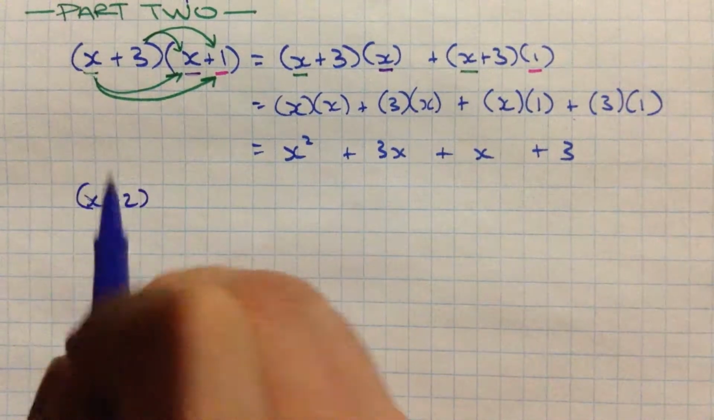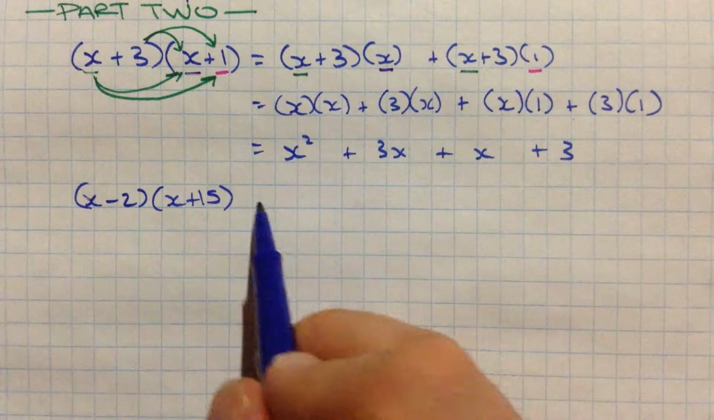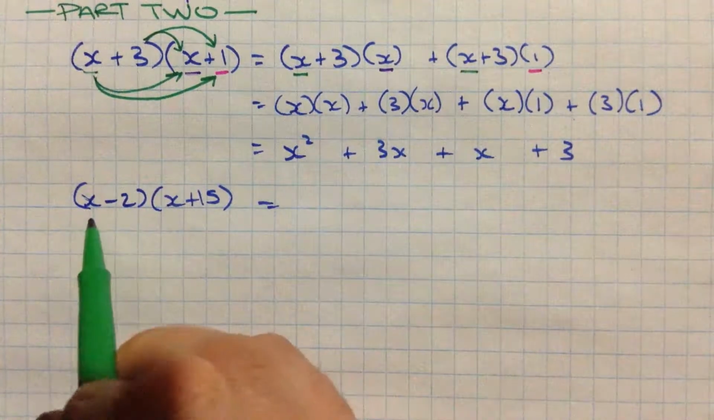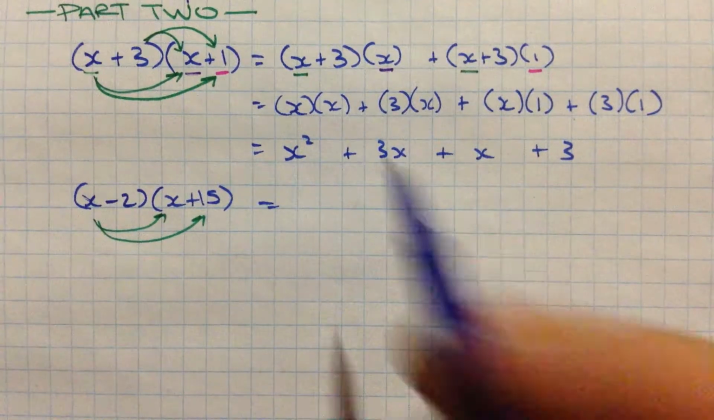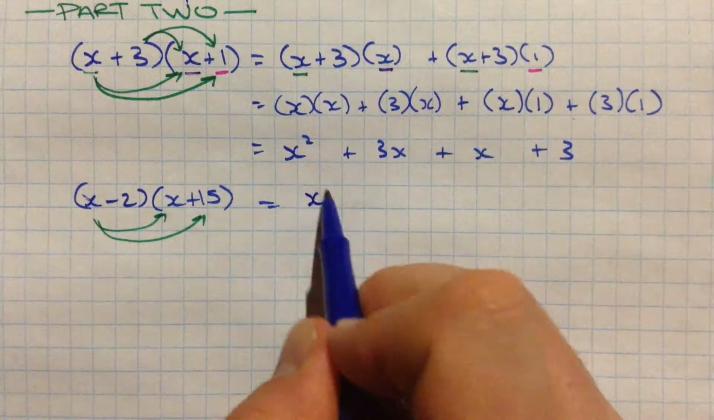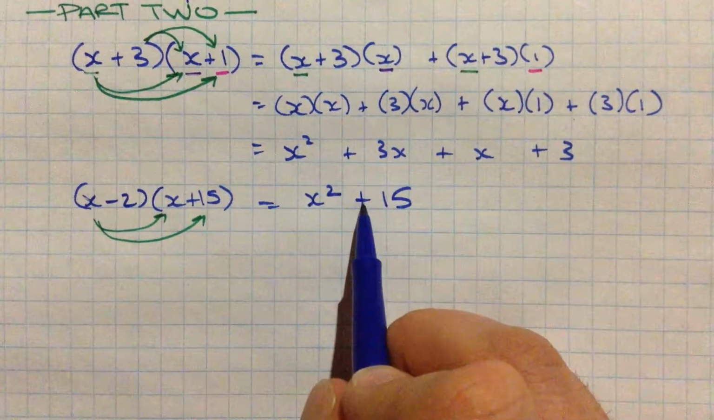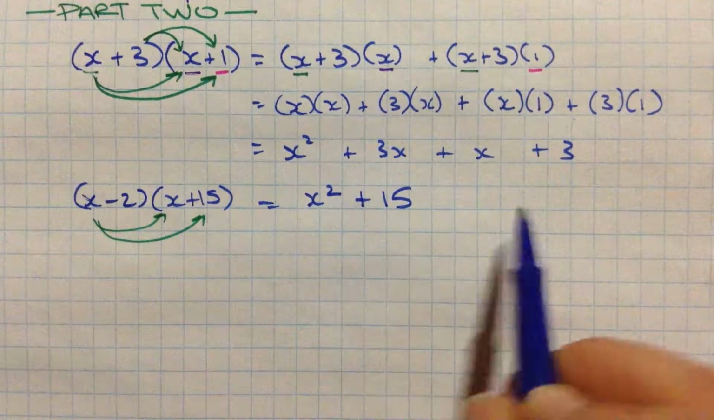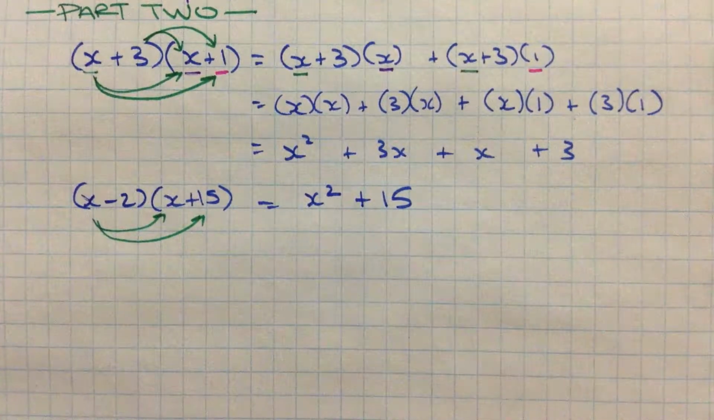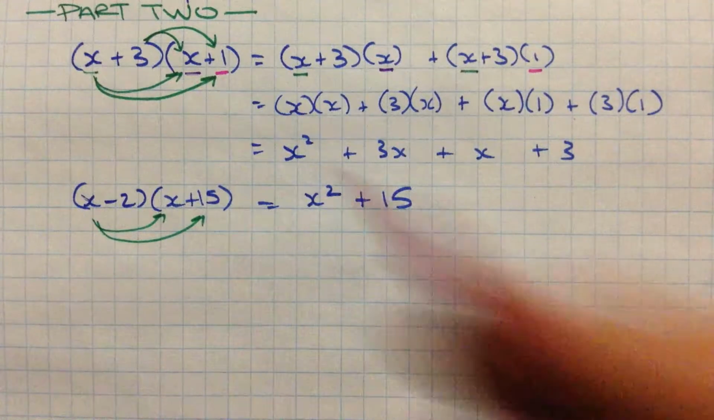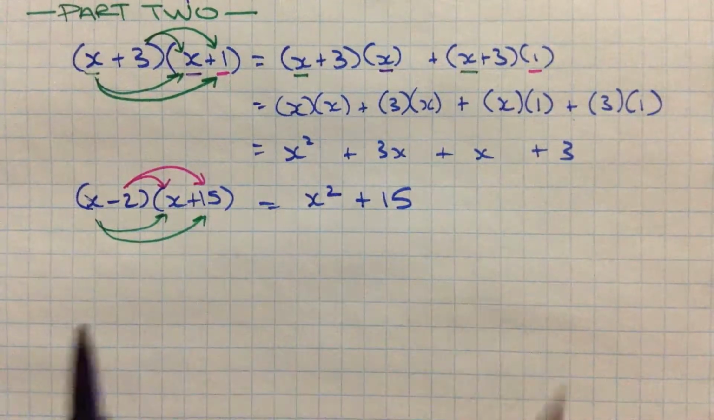X minus 2 times x plus 15. So we're going to multiply x times x and x times 15. Let's start with that, and then we're going to continue. X times x is x squared. X times 15 is 15x. And I'm using a plus sign here because I'm adding each of my terms, and this is a positive and a positive. And now we're going to multiply this negative 2 times x and negative 2 times 15.